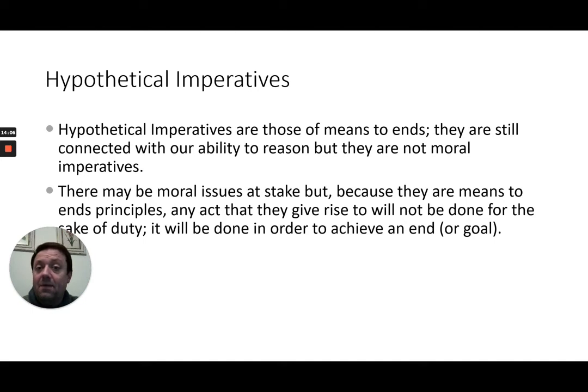Remember, the shopkeeper acts in accordance with duty because he wants to keep his customers. So you can see it's a means to ends transaction. The end is wanting to keep his customers, and the means is not overcharging them.